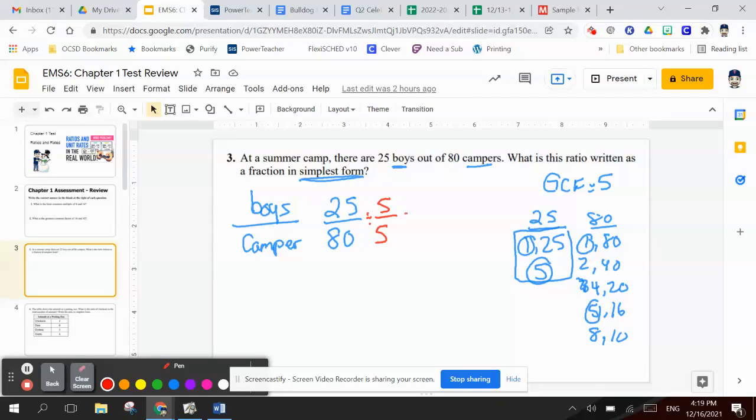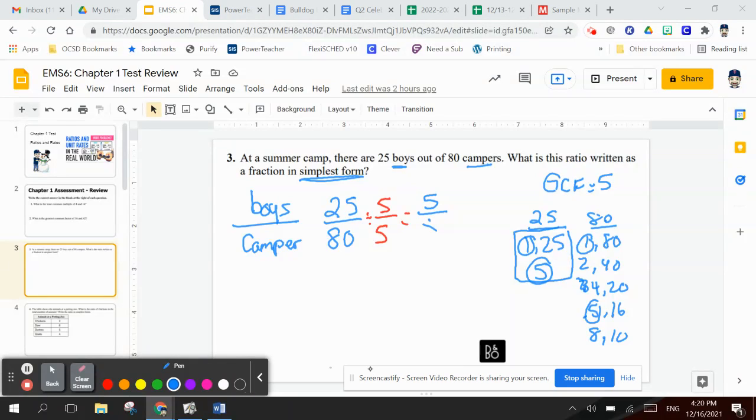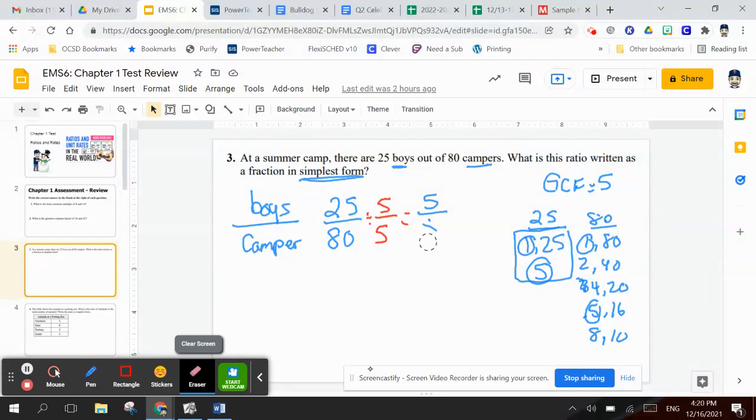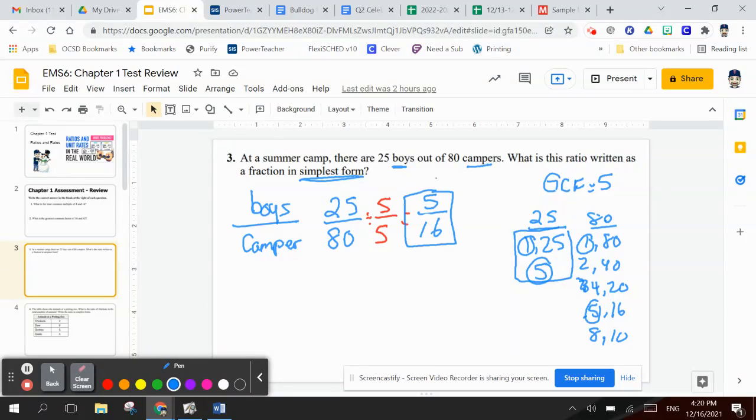So I'm going to divide each part of my ratio by that greatest common factor. And when I do that, 25 divided by 5 is 5. 80 divided by 5 is 16. There's your ratio in simplest form. Now that can also be written as 5 to 16 or 5 using the colon 16. Any one of those three would be acceptable.